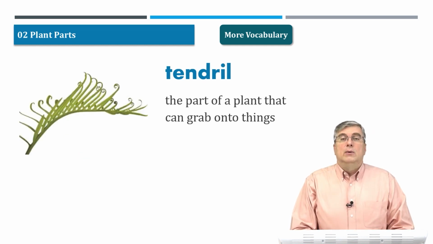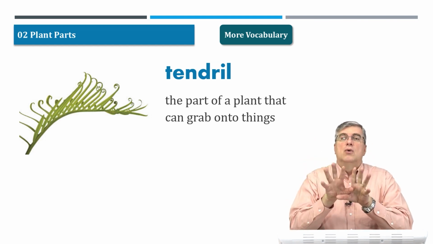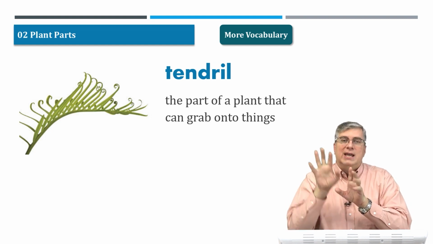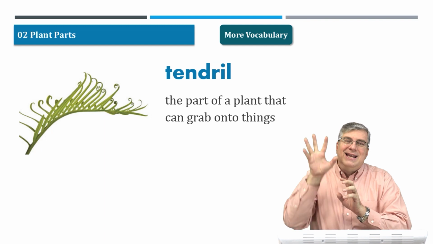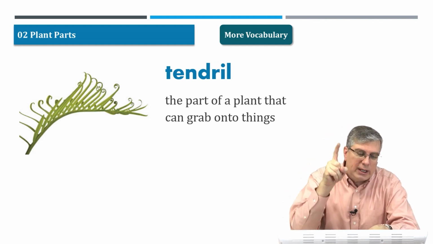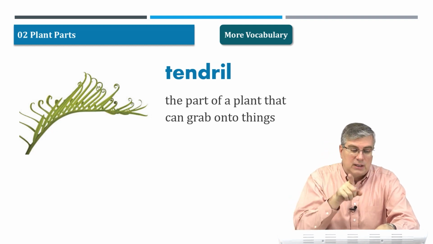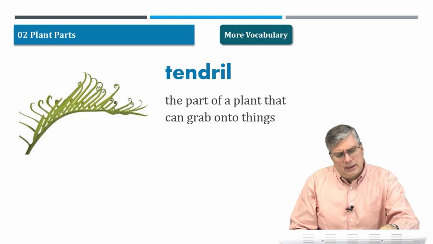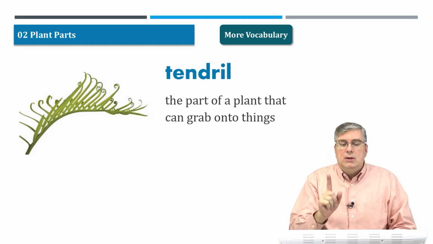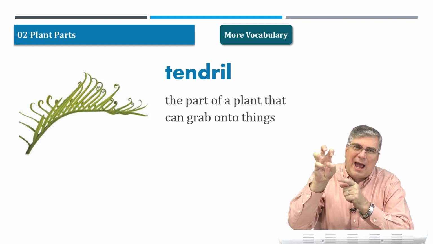Okay, our last word. Remember I talked about vines. As vines grow, they send out branches, but you can also call them tendrils. Tendril is a part of a plant that can grab onto things. And if you look at the picture, you see the little curly things at the ends of the leaves on this branch. It looks like kind of an ivy, I don't know, maybe a palm branch. But those have little hooks, and they can reach out and they can grab onto things.